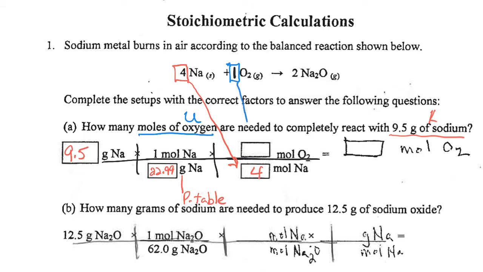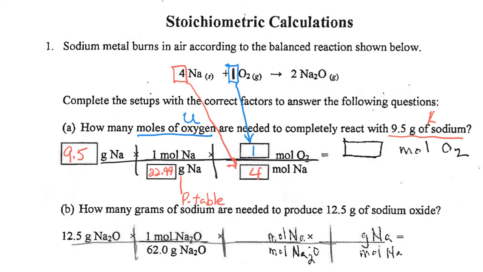Well, there's 1 mole of oxygen per 4 moles of sodium. Now my answer is asking just for moles of oxygen, so actually I'm done with this problem. I'm going to put that in the calculator to solve it. When I put that in the calculator and round to the right number of significant figures, which is 2, I'm going to get 0.10, 2 significant figures, moles of O2.